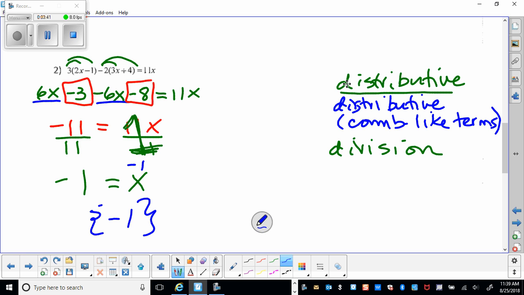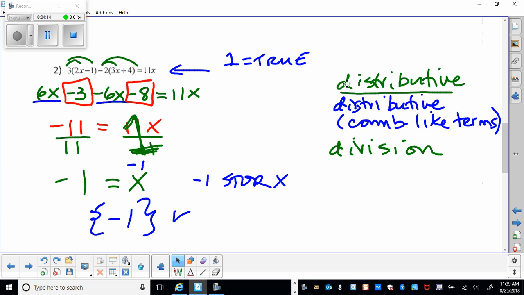If x is negative 1, then that's true. Right? So that means that makes all these other equations true. And so if I do negative 1, store x, all right, and then type out this original equation, and substitute negative 1 in for x, okay, and if I get 1, that equals true. And so I know that this is my right answer. That's how I can check my work. You can always check your work using the store button. Okay, excellent. Good work.